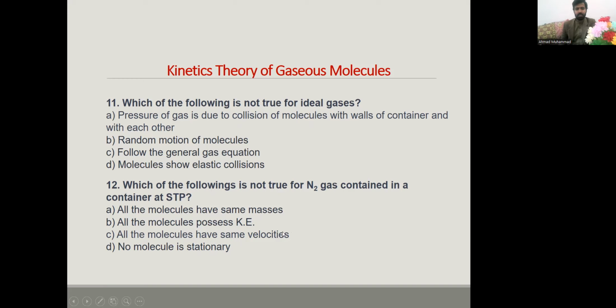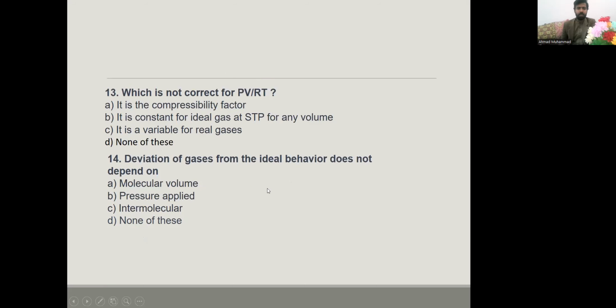All molecules have the same velocity. So this is the right option. And which one is not correct for PV over RT? It is the compressibility factor. It is constant for the ideal gas at STP for any volume. It is variable for the real gases. None of these. So the right option is none of these.